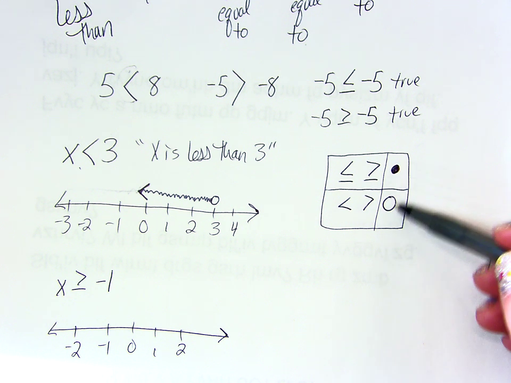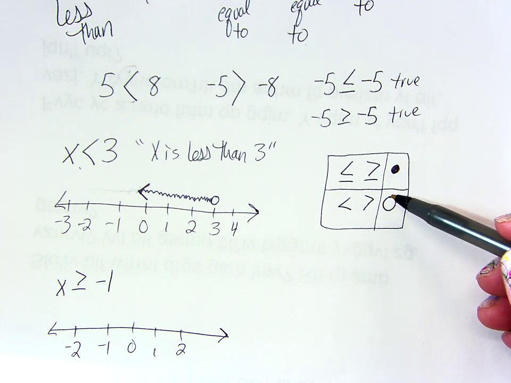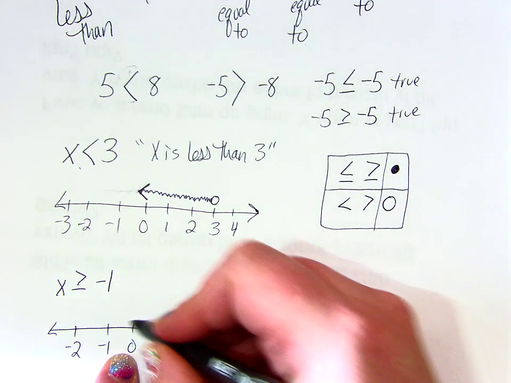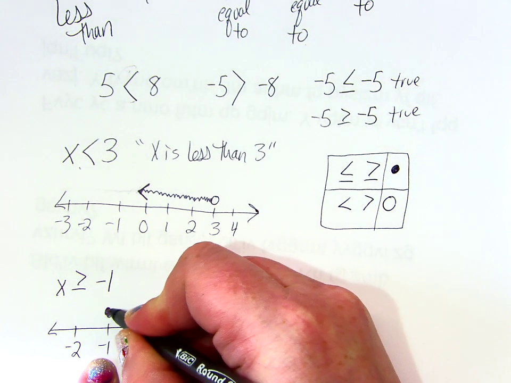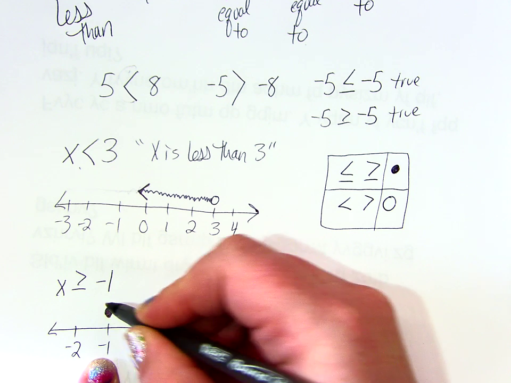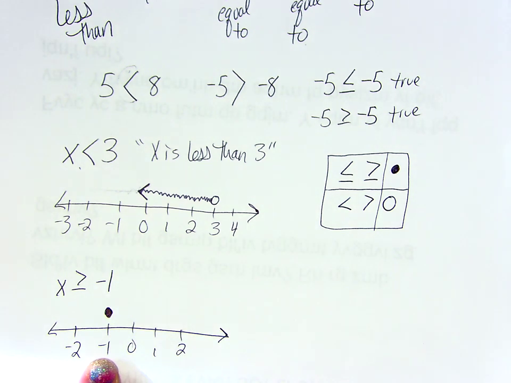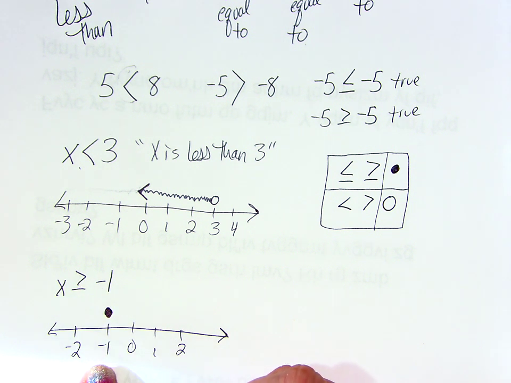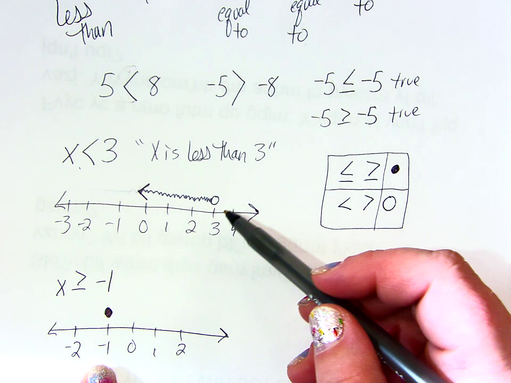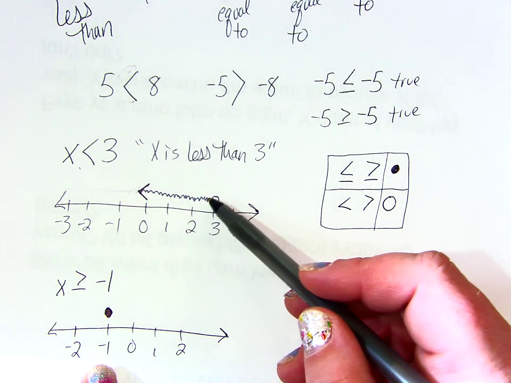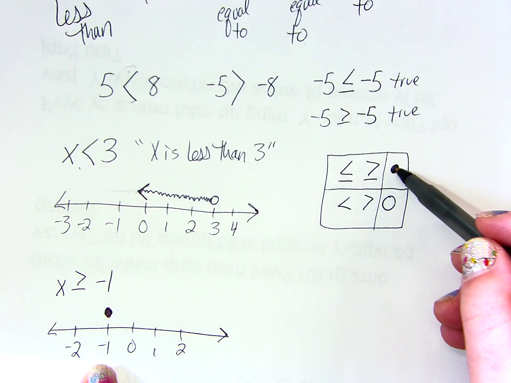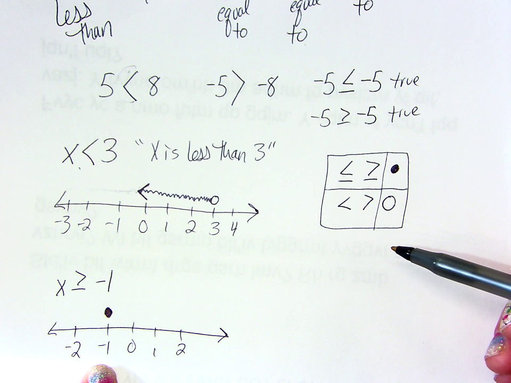Do you know why, by the way? Why is one open and one closed? What's the big deal? Right. So when I use the closed dot, that means I can use that number as part of my answer. -1 is greater than or equal to -1. But up here, 3 is not less than 3, so that's why I had to have it open. So if I want to include the number as part of the answer, I put a closed dot. And that's how you know. If you have the bar underneath, closed dot; no bar, leave it open.